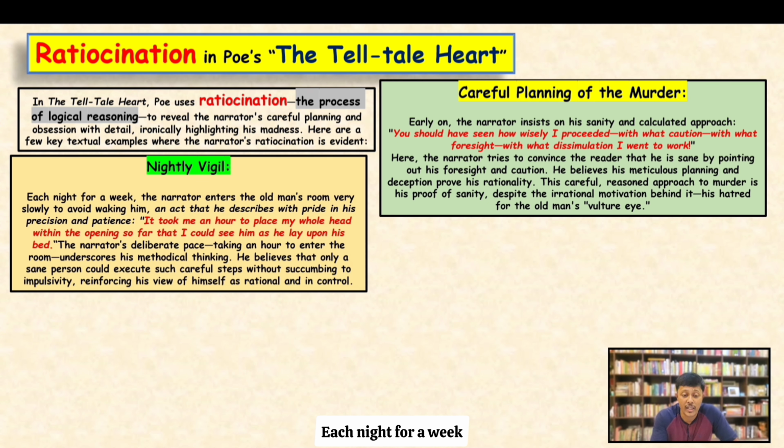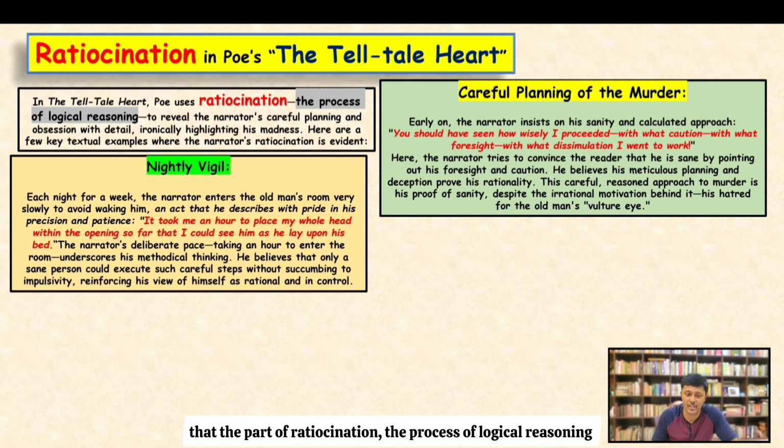Each night for a week, the narrator enters the old man's room very slowly to avoid waking him, an act that he describes with pride in his precision and patience. "It took me an hour to place my whole head within the openings so far that I could see him as he lay upon his bed." So, this is the narrator's deliberate pace, taking an hour to enter the room, which underscores his methodical thinking. This nightly vigil also suggests the process of logical reasoning.